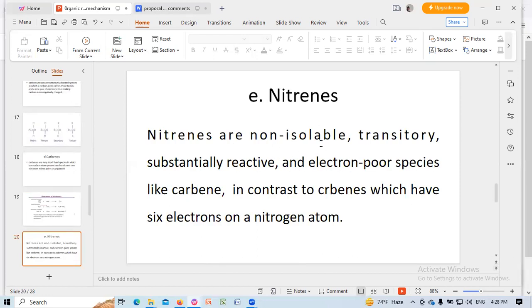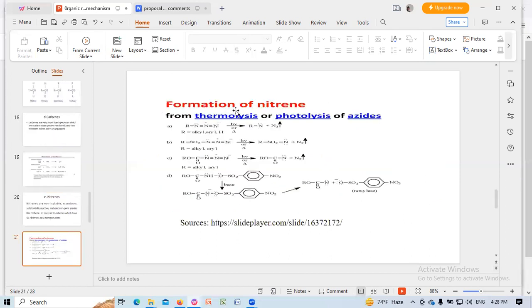Nitrenes are similar to carbenes, but in nitrenes the similar condition applies in the case of nitrogen. Nitrenes are non-isolable, transient, highly reactive, and electron deficient species like carbene, but in contrast to carbene, they have 6 electrons on the nitrogen atom. This is the example of the formation of nitrene. This is the nitrene.